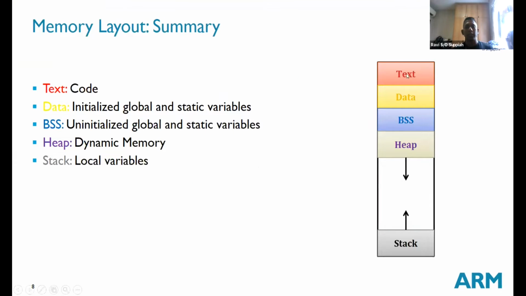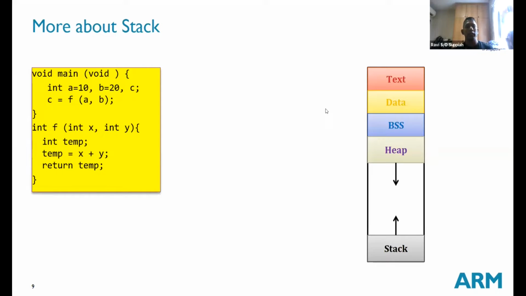So let's come back to here. Let's look at the example here. In this example, you have three variables declared here in main, and you are passing them into a function f. You're passing a and b into f over here.